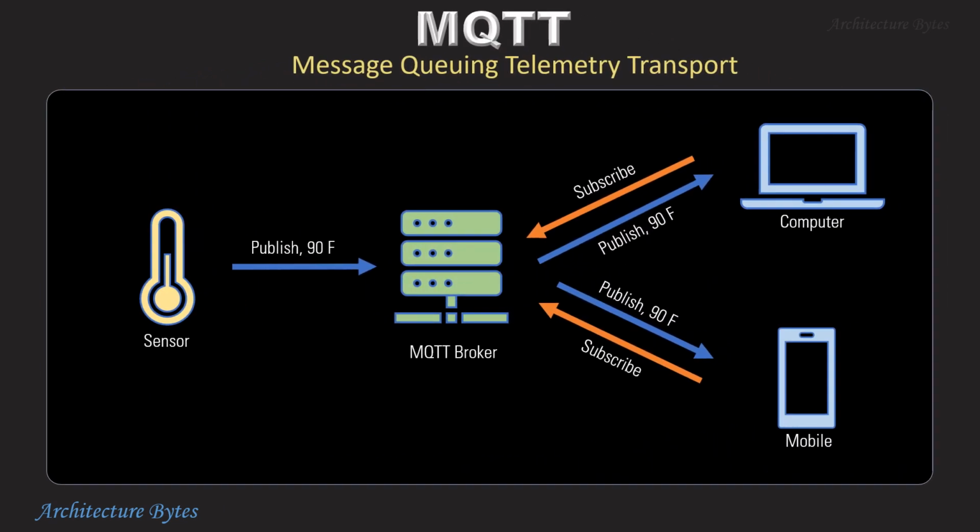MQTT is a lightweight publish-subscribe messaging protocol designed for remote monitoring and low bandwidth, high latency networks, ideal for scenarios where reliable communication and efficient data transmission are crucial. It is suited for applications like smart agriculture, logistics, and remote asset management.